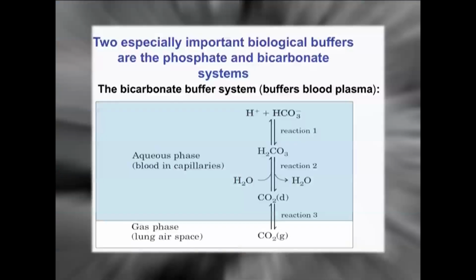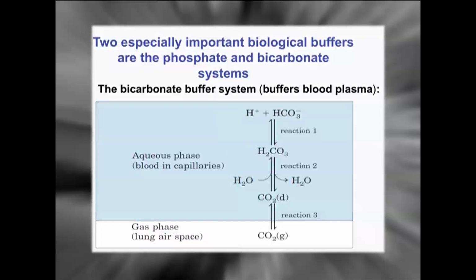Then the bicarbonate buffer system, which usually buffers the blood plasma. This is a little bit more complicated because it has two phases. Some components operate in the aqueous phase, like blood in the capillaries, as well as some components that act in the gaseous phase, in the lung air space.